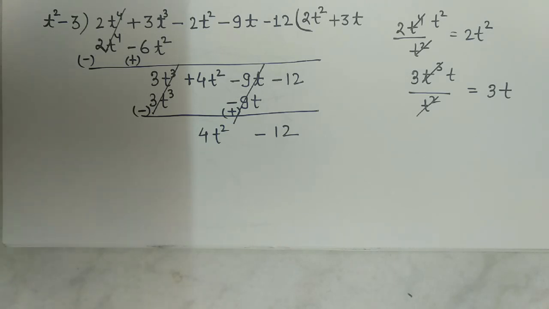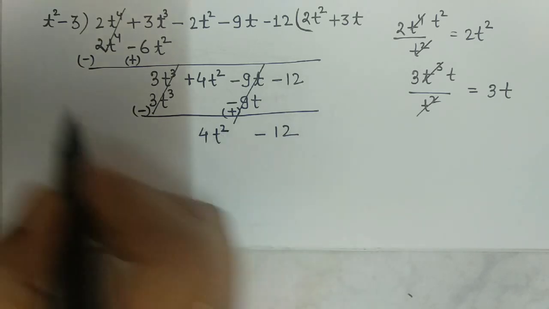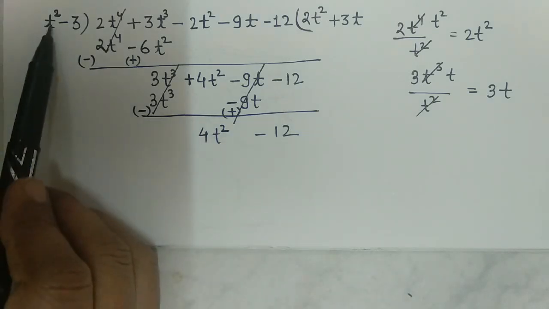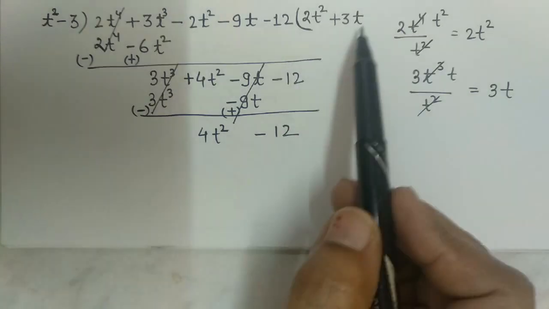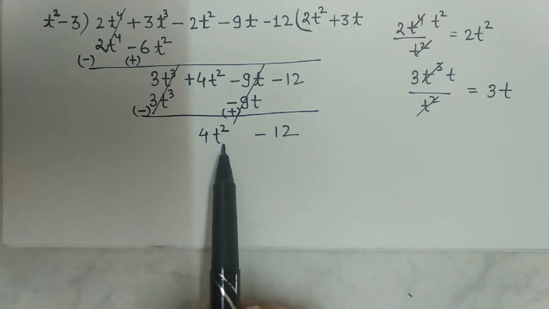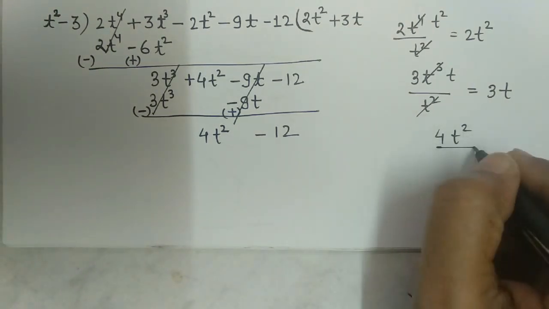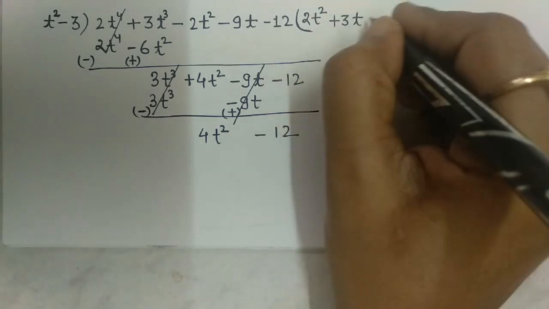So check the degree of the new dividend in comparison to the divisor. The degree of the new dividend is 2 and the degree of the divisor was already 2. So the degree of the dividend and the degree of the divisor are equal now. Okay. We can divide further. Division is allowed here. So to get the next term of this quotient, I will divide the first term of this dividend by the first term of the divisor. So I will divide 4t square by t square. So t square will cancel. I will get 4. So I write this plus 4 here.